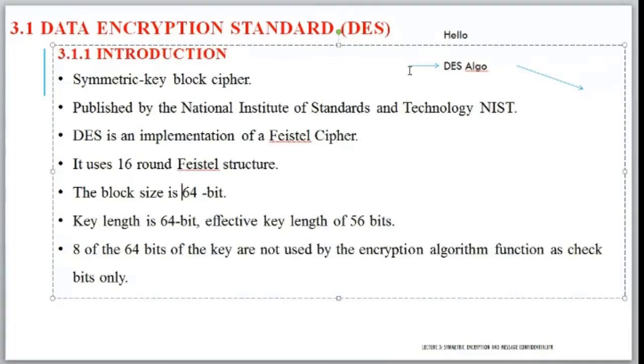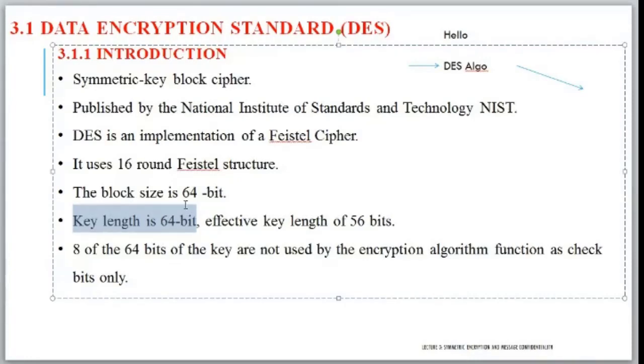In yesterday's class, we discussed the public key of the bank website. What is the length of the public key? The public key length is 2048 bits. So here in this algorithm, what is the size of the key? What is the length of the key? That is also very important. The length of the key is 64 bits. The size of the block is also 64 bits.